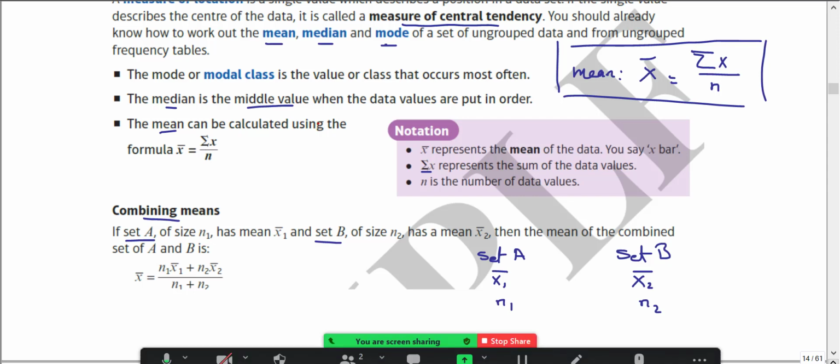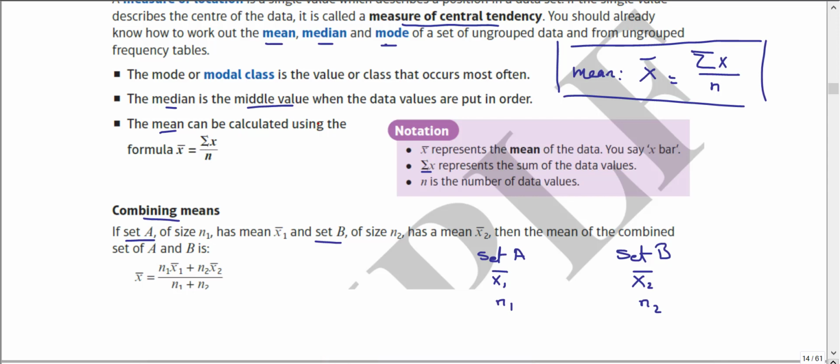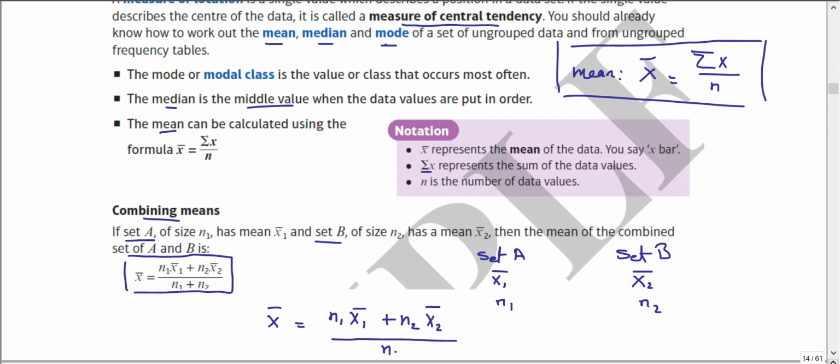How to combine the mean of the two sets and get an overall mean, a combined mean? We use this rule. What's this rule? If we want to combine the two sets, the mean will be n1 x1 plus n2 x2, divided by n1 plus n2.